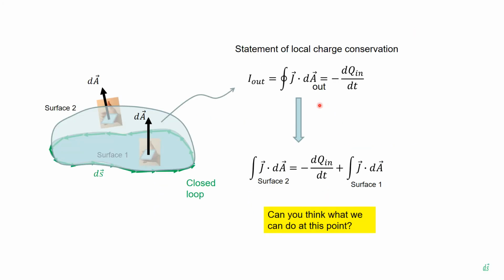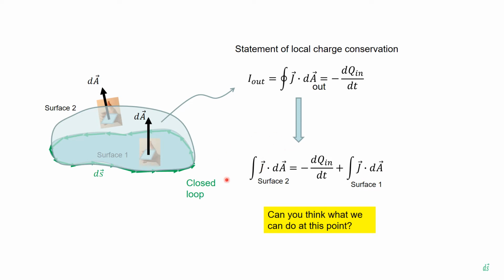So let's go back to what we did before. We took any two surfaces and we said that there's some closed volume bounded by these two surfaces. And we looked at the conservation of charge equation and we derived this. So this is something we've derived before. I'm not going to derive it again here.